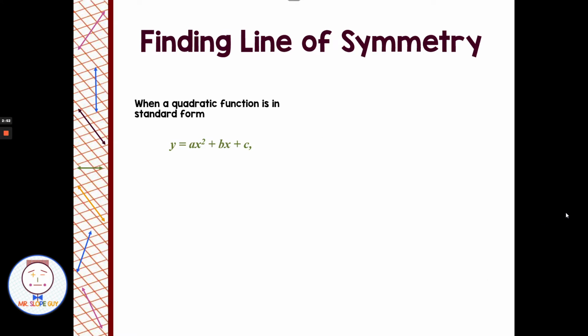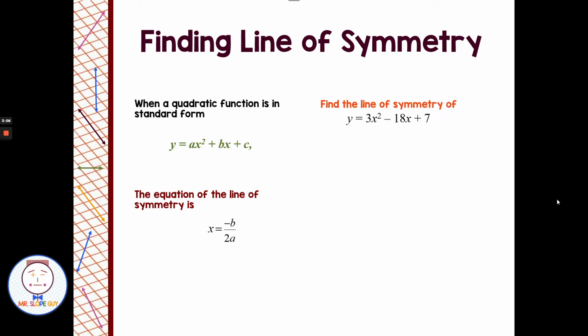If we're looking to find the line of symmetry for a quadratic in standard form, we can use x equals negative b over 2a. That will give us the line of symmetry. So let's say we have y equals 3x squared minus 18x plus 7. To find the line of symmetry, we use negative negative 18, over 2a, 2 times 3. So 2 times 3 is 6, and 18 divided by 6 is 3. So our axis of symmetry, or line of symmetry, is the vertical line at x equals 3.